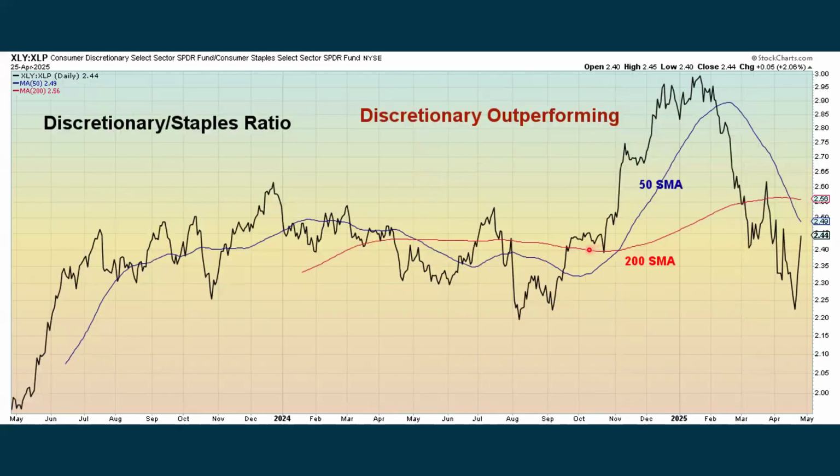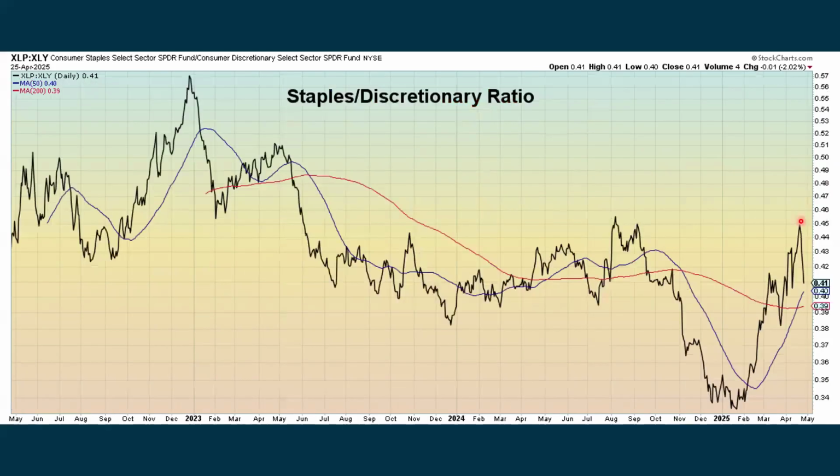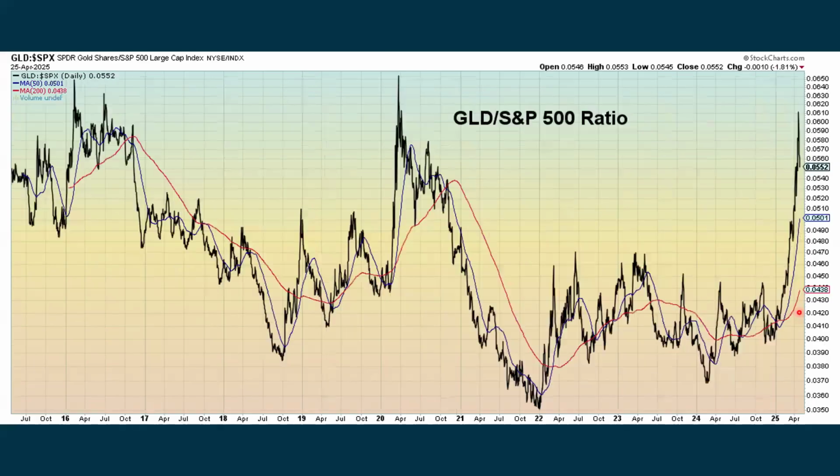Discretionary to staples, this is another growth area, but we're just seeing a recent death cross here. We need to see more improvement from this for things to turn back more positive. Staples had been underperforming discretionary, bouncing back up, but now starting to come back down. But they're in an uptrend compared to discretionary.